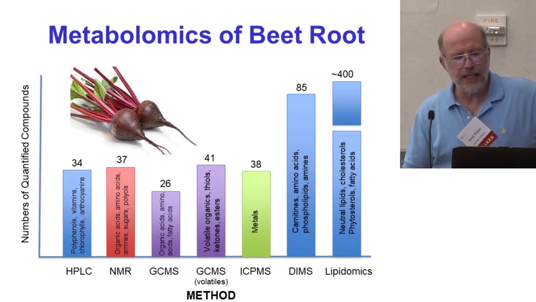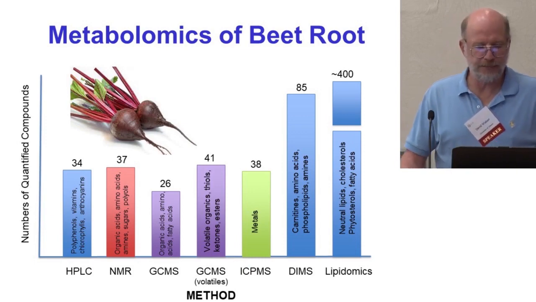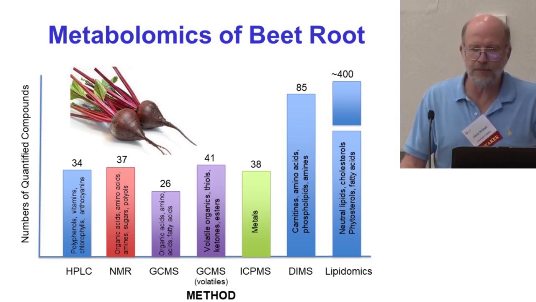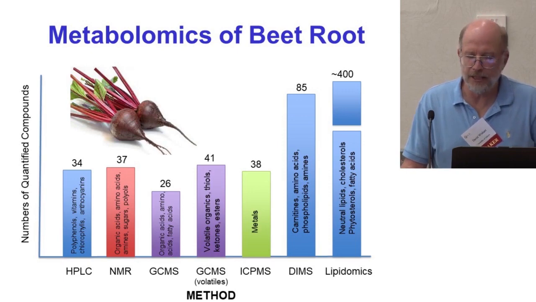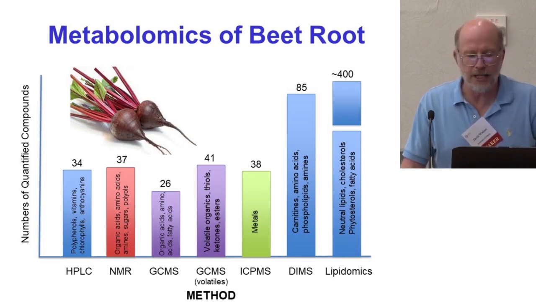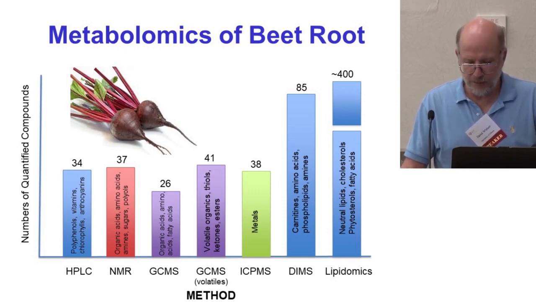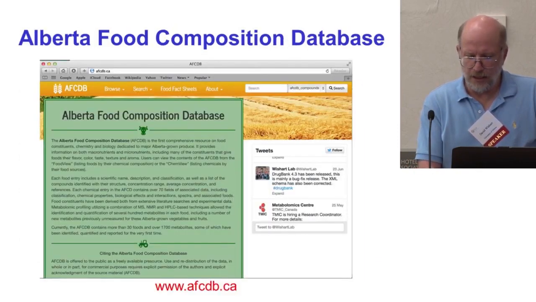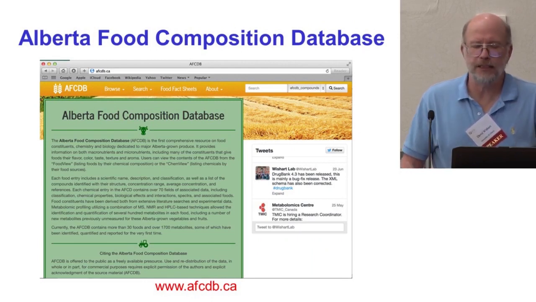As an example in more detail, this is just from beetroots and illustrating the number of compounds that we can measure, usually with specialized HPLC UV assays, more specialized NMR assays, different types of GCMS assays for non-volatile and volatiles, the different metal ions that we could measure, and the variety of compounds detected by LCMS. So that information, and for all these different food products, was then put onto a database. We call it the Alberta Food Composition Database.